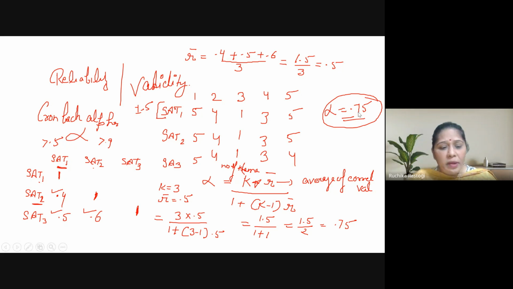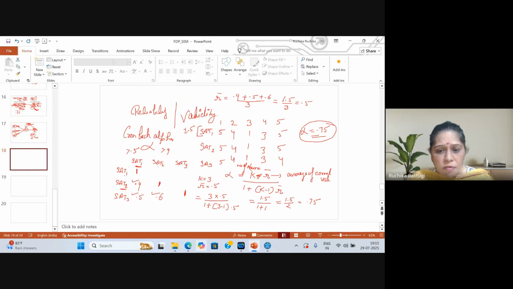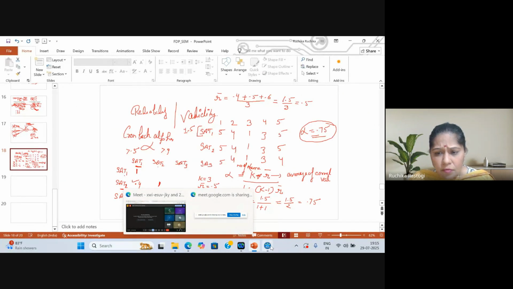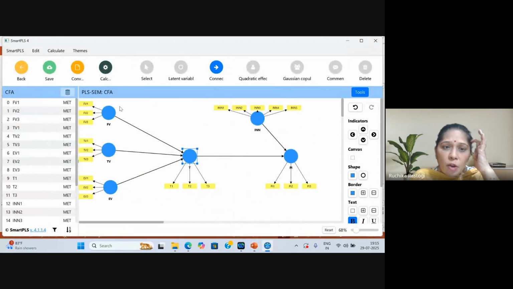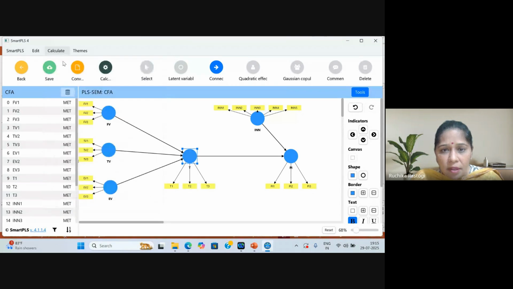So now, going back to the software, we are going to run the CFA. Look at here, everyone. Calculate. Click on calculate. Click on PLS SEM algorithm.